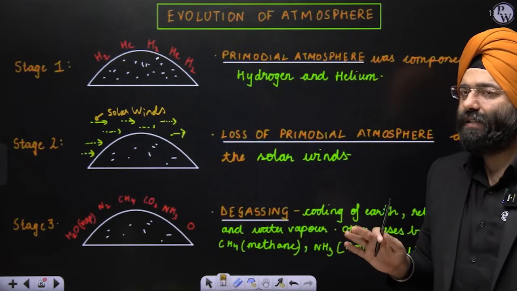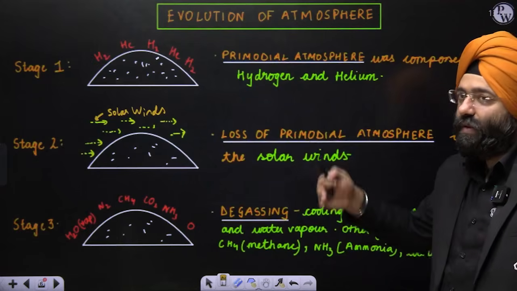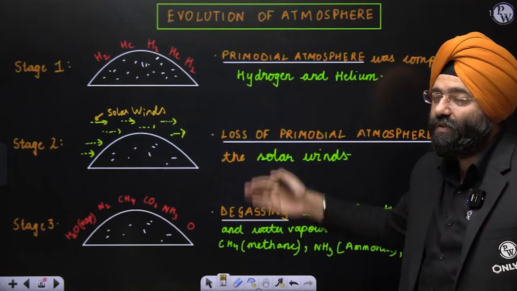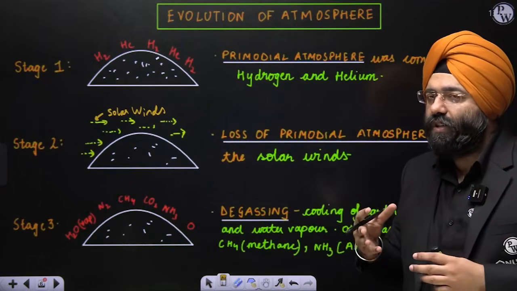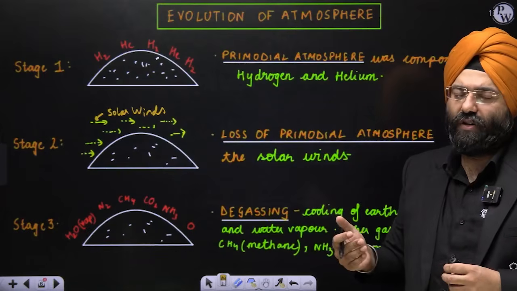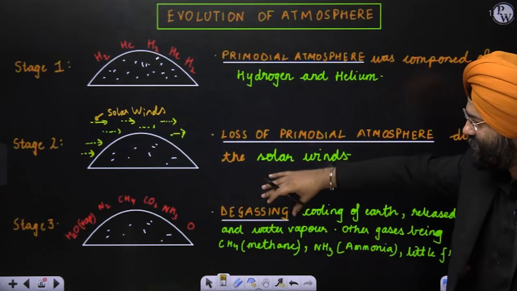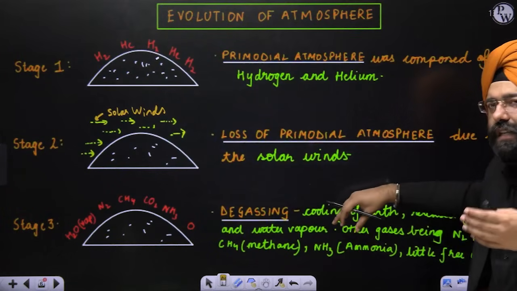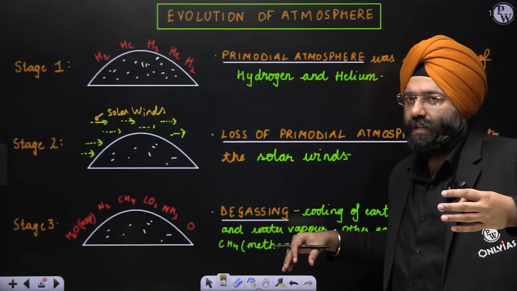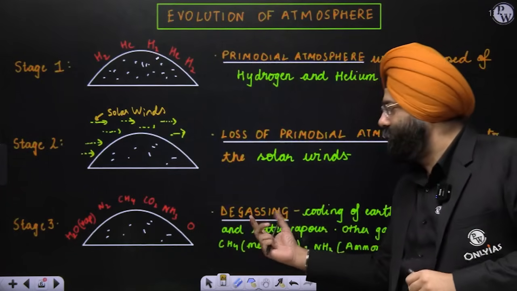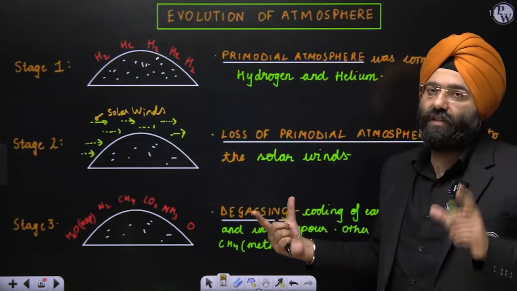Now please understand, this will later be modified. This is a process in which a lot of components were added to the atmosphere. This is an evolving process, right? Now this process of cooling of the Earth and the release of the gases from the interior is basically referred to as the term degassing. So you should always remember this.